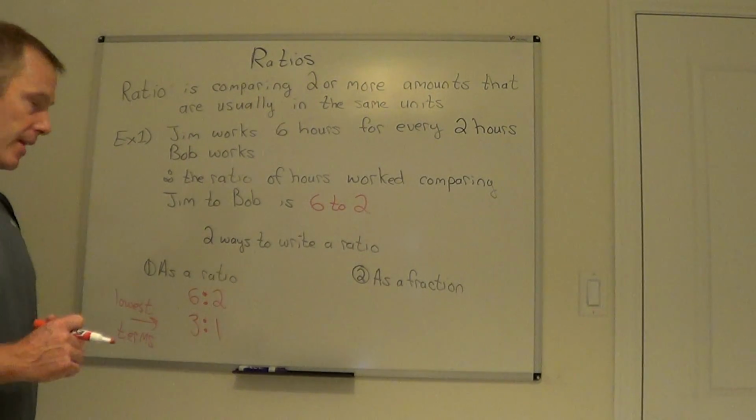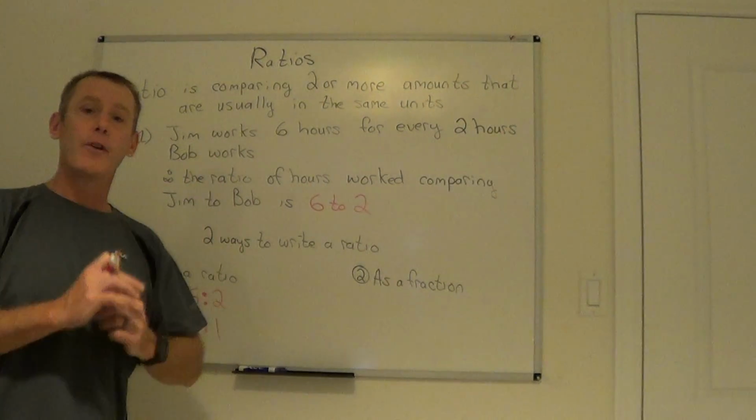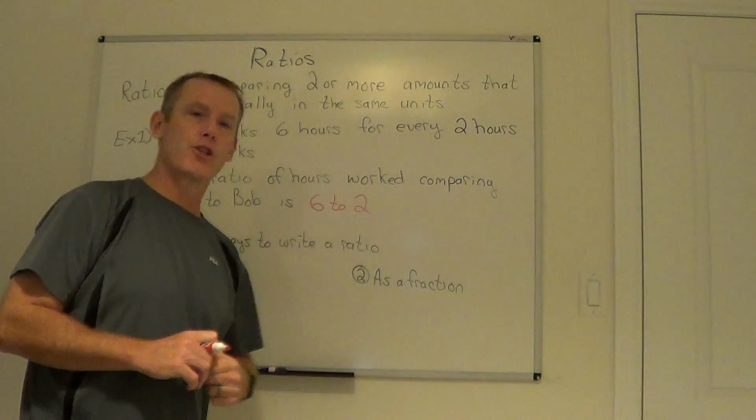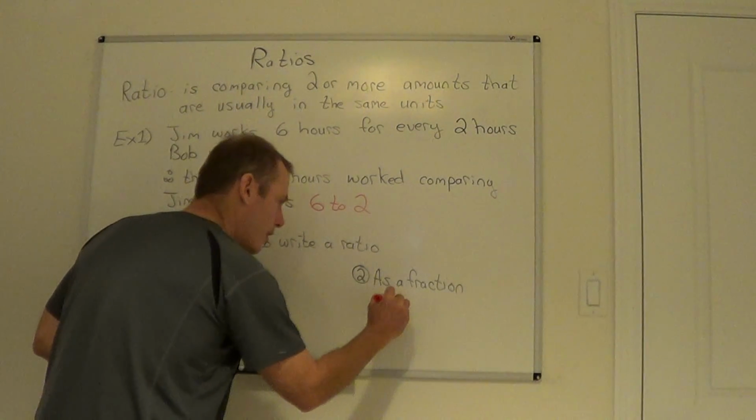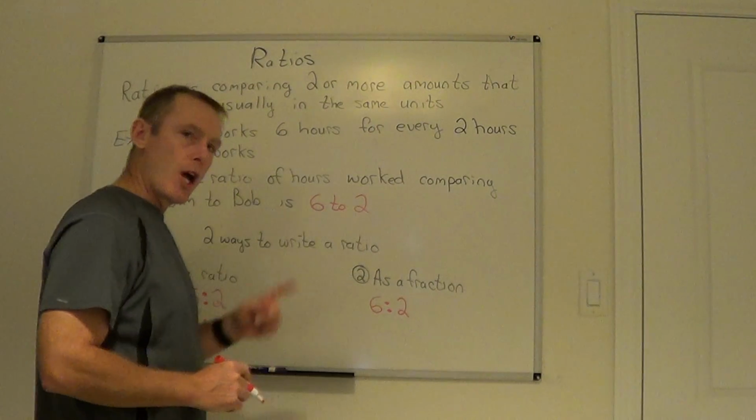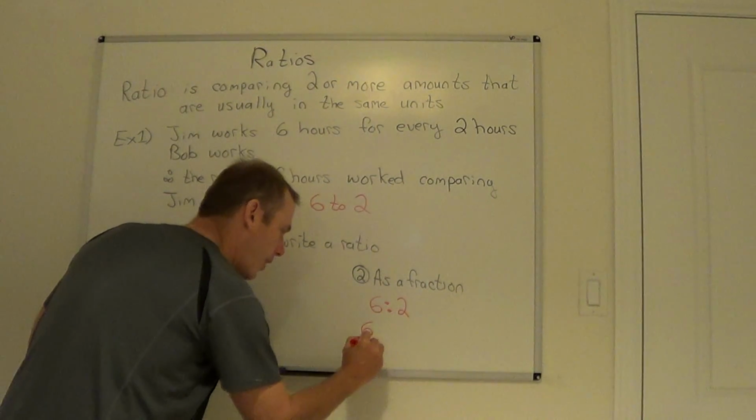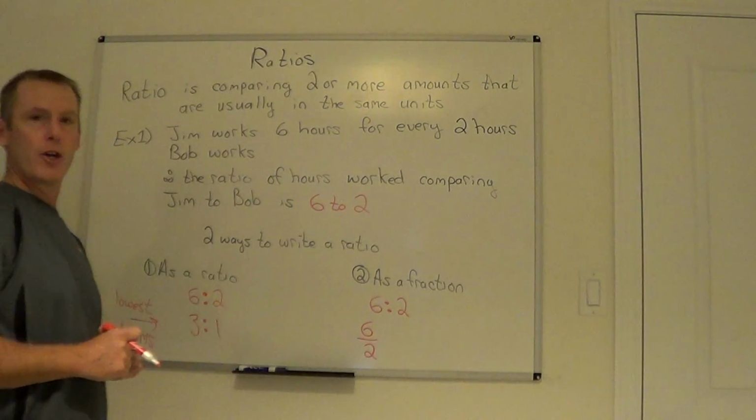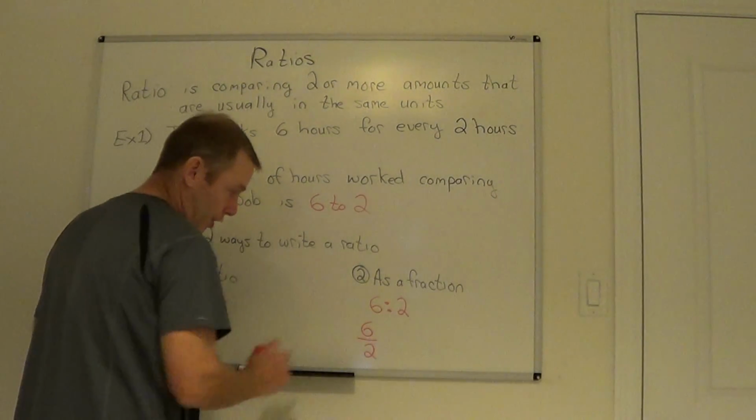Now the other way, and this is going to be important for the second video when we talk about solving ratios, is that we can write a ratio as a fraction. Instead of a 6:2 ratio, I always take the first number in the ratio and divide it by the second number in the ratio. So we have a 6/2 ratio, or a 6/2 fraction.